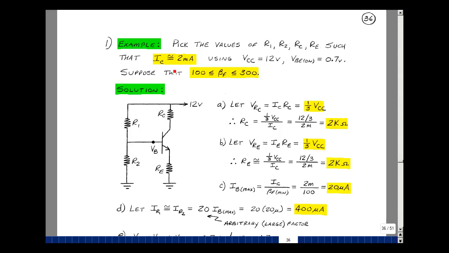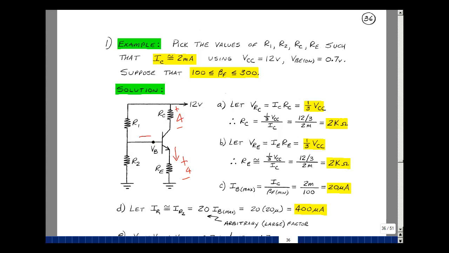Well, our technique says we're going to drop a third of the power supply here. So that's going to be equal to 4 volts. The current in here is I sub C, so 4 volts divided by I sub C would give me 2K. The collector current and the emitter current are about the same. Put 4 volts across here, and my current is about the same, then I'll get also a 2K resistor.